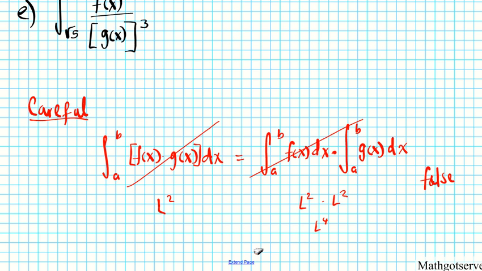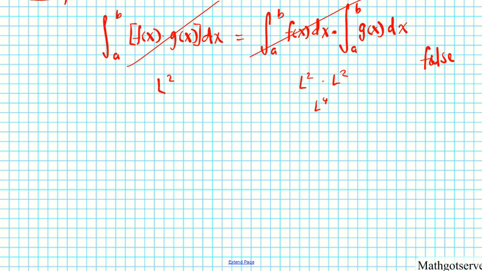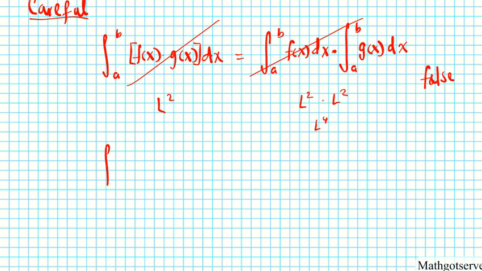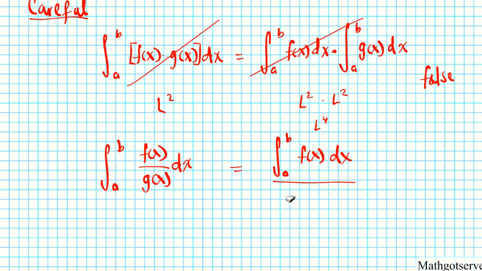And also, don't distribute the integral over a quotient either. Some people might say, oh, wait a minute. The integral from a to b of f of x over g of x dx is equal to the integral from a to b of f of x dx divided by the integral from a to b of g of x dx. This is also false. Do not do this, okay?